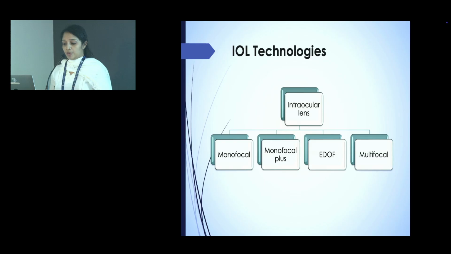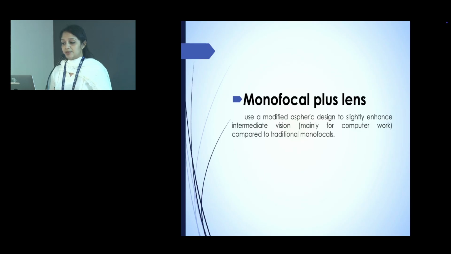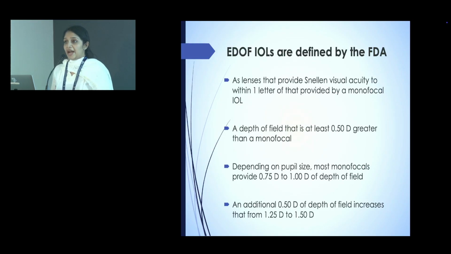The various IOLs available are monofocal, monofocal plus, EDOF, and multifocal. Monofocal plus lenses use a modified aspheric design to slightly enhance the intermediate vision, mainly for computer work, compared to traditional monofocals. EDOF IOLs are defined by the FDA as lenses that provide Snellen visual acuity to within one letter of that provided by a monofocal IOL, and a depth of field that is at least 0.50 diopter greater than a monofocal. Depending on the pupil size, most monofocals provide 0.75 to 1.0 diopter of depth of field. An additional 0.5 diopter depth of field increases that to 1.25 to 1.5 diopter.